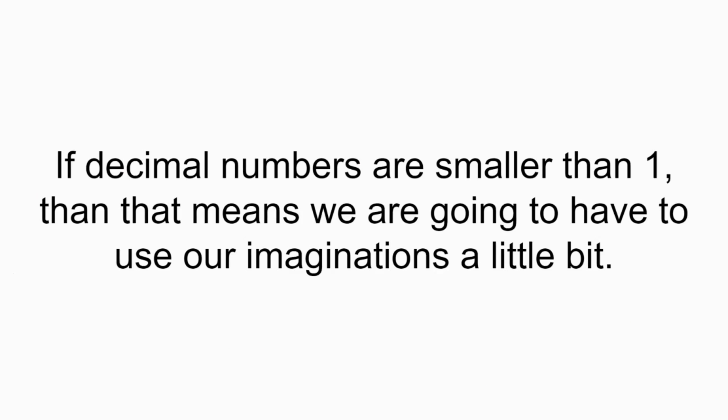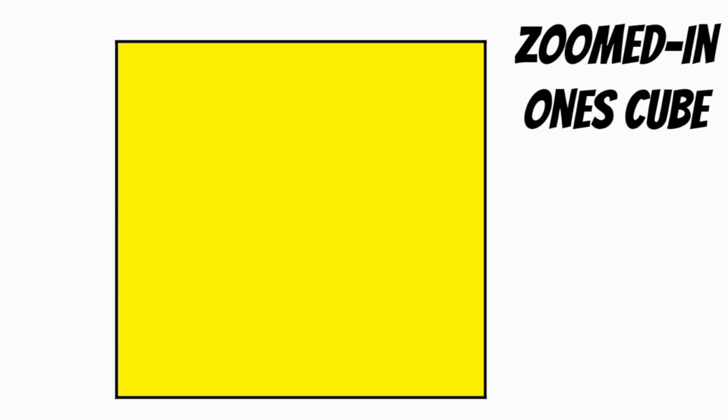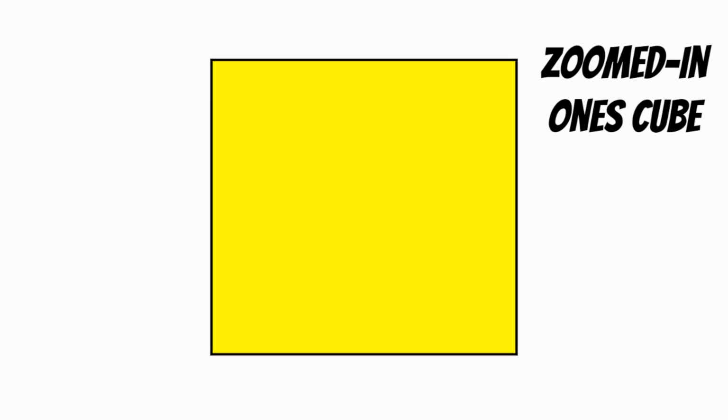But if decimal numbers are smaller than 1, that means we're going to have to use our imaginations a little bit. So here's what we're going to do. This is our ones cube. We're going to pretend that we have a magnifying glass, and we're going to zoom in on it and make it look really big. So pretend that it's getting bigger. Okay, we've zoomed in on the cube.